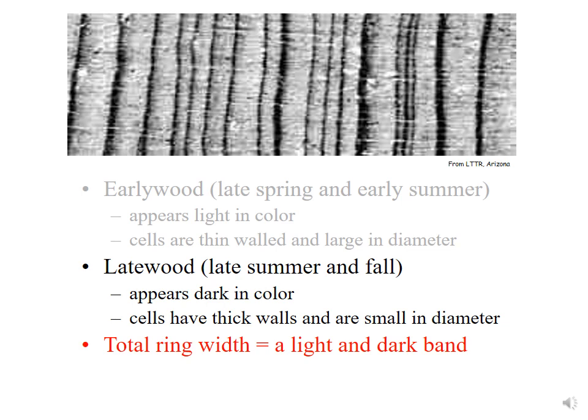And the total ring width for a given year is a light and a dark band. So you put those together, and that's the growth for a single year. And you can see that the width of these growth bands varies from year to year in this example.